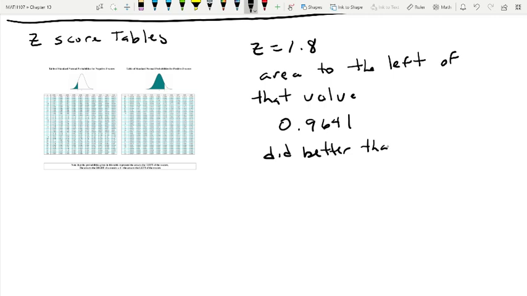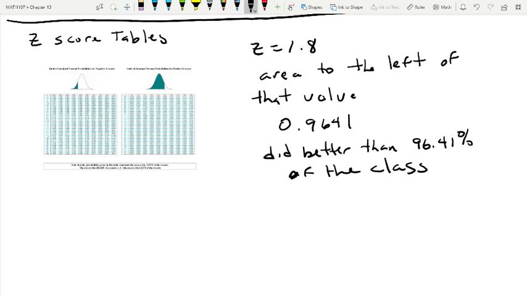Which means for this person, they did better than 96.41% of the class. That is what that z-score corresponds to. So they did a lot better compared to the rest of the class here. And again, I'll have to load this chart into Canvas so everybody can get a hold of it, because it didn't copy very well into here.